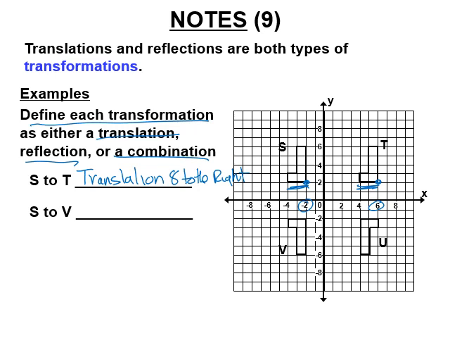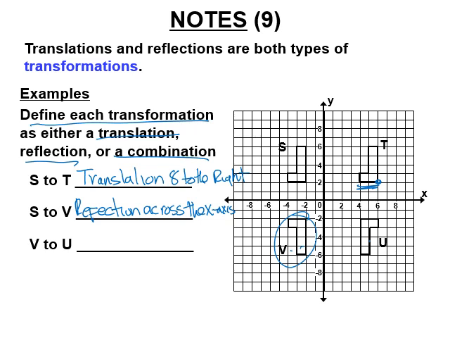So try to do S to V. S to V. Now it's been flipped, right? It's not facing the same way. So it's been reflected. So it's a reflection. Now you got to say which one, across the x-axis. V to U. Well, V to U, it's clearly reflected, but let's write that. Oops, I didn't spell reflection in the last one correctly. It's clearly a reflection across the y-axis.